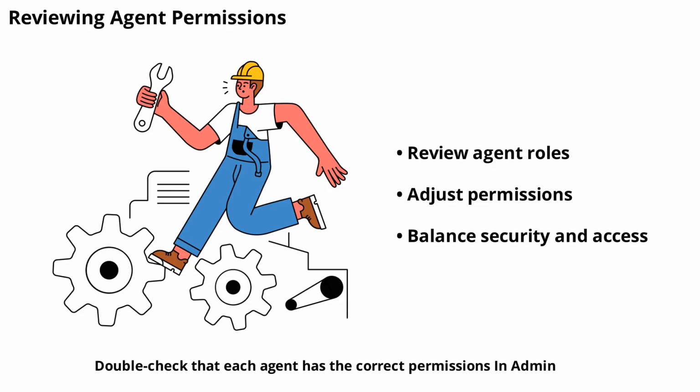Double-check that each agent has the correct permissions. In admin, go to Roles and review what each role can access or modify. Adjust permissions as needed to balance security and productivity, ensuring agents have the tools they need without unnecessary access.